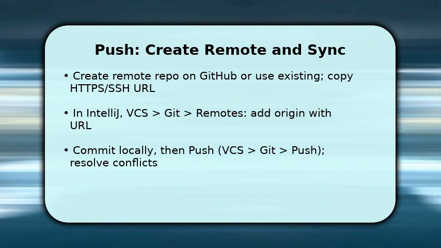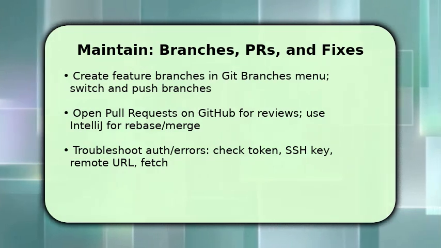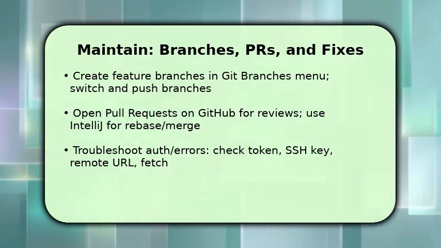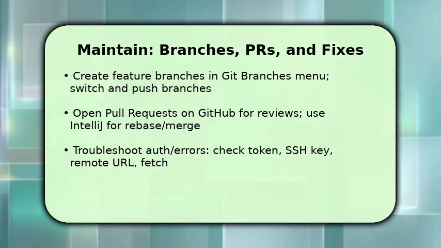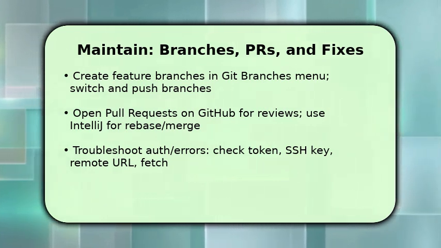You will finish by keeping your workflow healthy with branches, pull requests, and quick fixes. Create a feature branch in the Git Branches menu and commit work there. Then push that branch to origin so GitHub can receive a pull request.